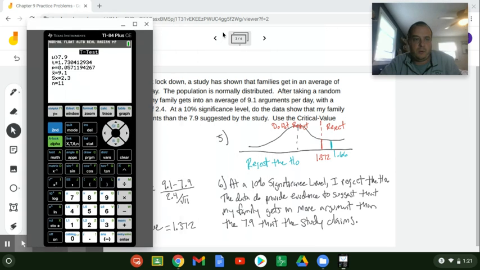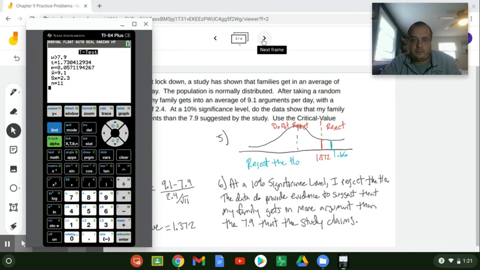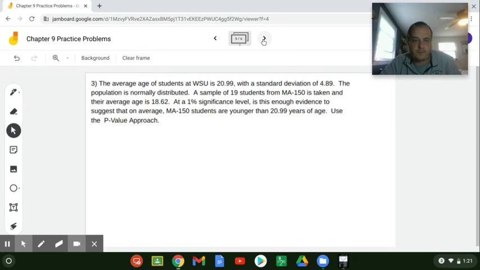And now if we look at our final example here, the average age of students at Worcester State University is 20.99 with a standard deviation of 4.89. The population is normally distributed. A sample of 19 students from MA150 is taken, and their average age is 18.62. At a 1% significance level, is there enough evidence to suggest on average MA150 students are younger than the 20.99 years of age? Use the p-value approach.